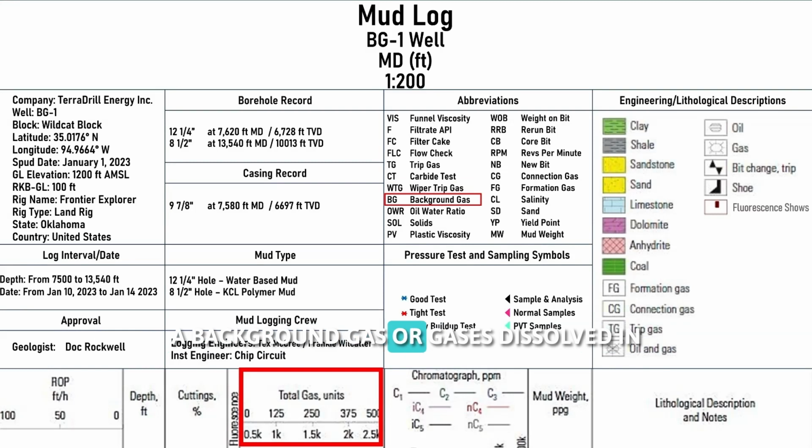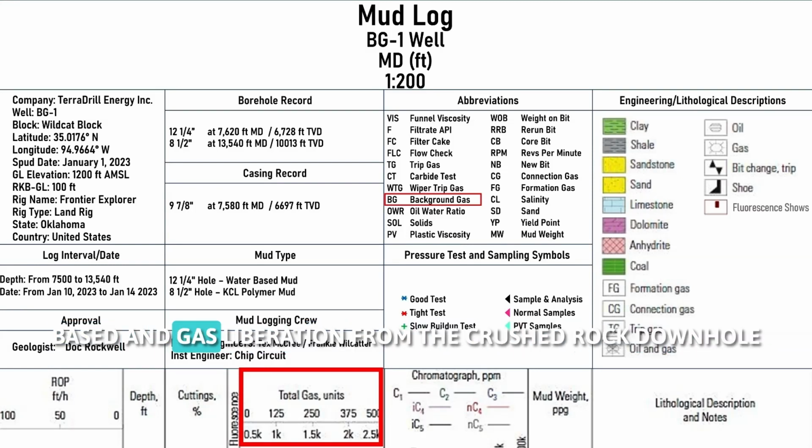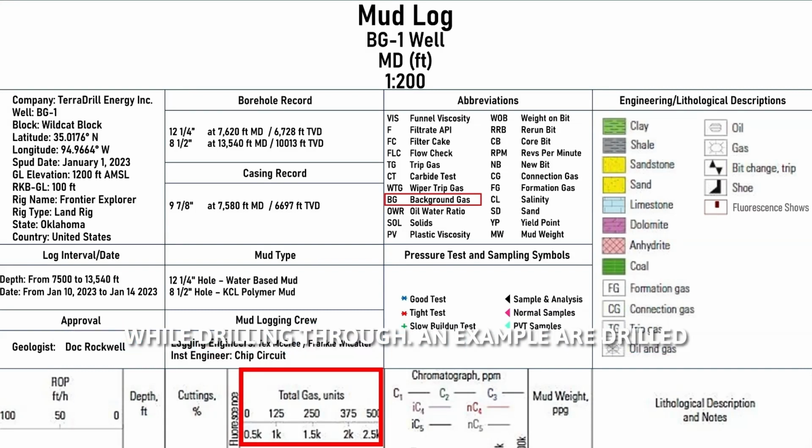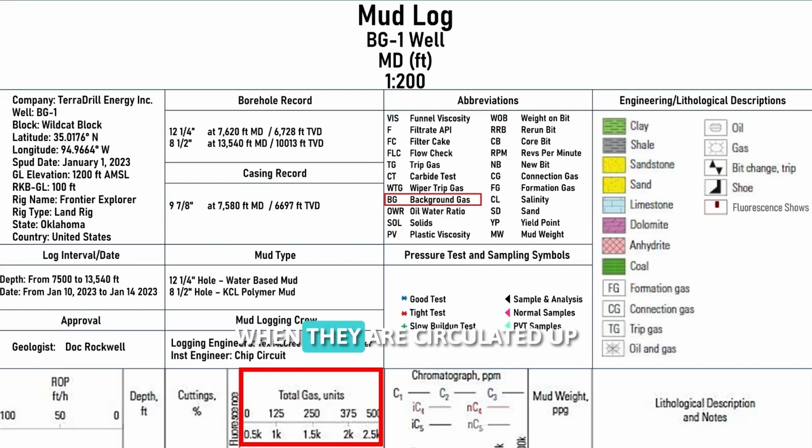Background gas is gas dissolved in or expelled from the drilling mud additives. This occurs more in oil-based mud systems than in water-based, and also includes gas liberation from the crushed rock downhole while drilling through. For example, drilled shale cuttings can release gas into the drilling mud when they are circulated up the hole as the hydrostatic pressure decreases.